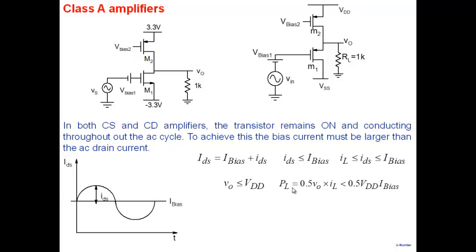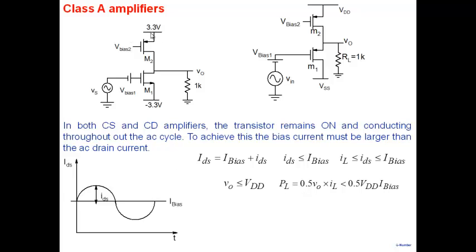From here, I can get the following. The sinusoidal load power will be equal to V0, the output, multiplied by IL, and the half is because of the sinusoidal. So 0.5 V0 IL. From here we see that the load power will always be less than or equal to 0.5 VDD I bias, because V0 is less than VDD and IL is less than I bias. So my load power has to be less than this.